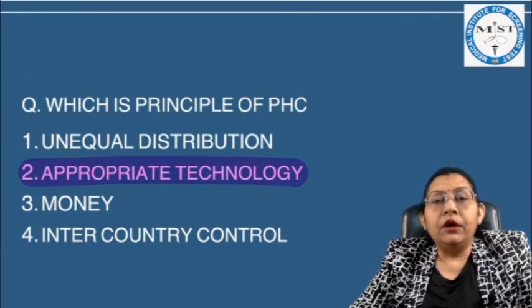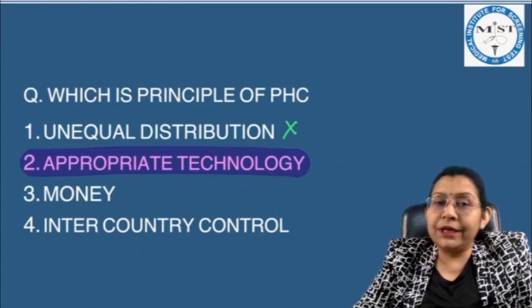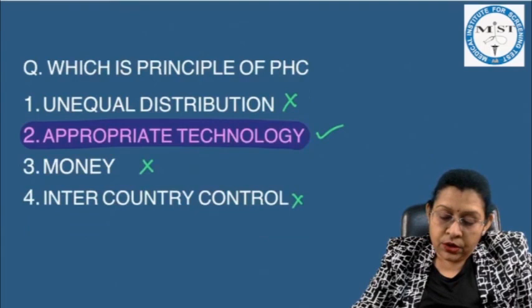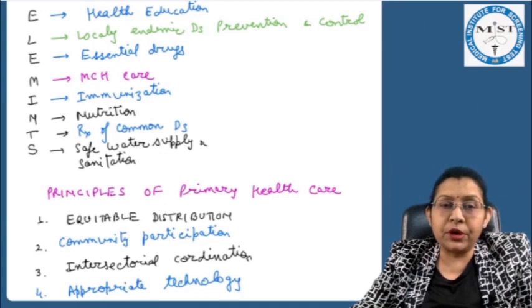Which is the principle of primary health care? Unequal distribution? No. It is actually the equitable distribution. Appropriate technology? Yes. Money? It is not a principle of primary health care. And inter-country control? No. It's intersectoral coordination. So this is again the screenshot from your class lectures, that the principles of primary health care are equitable distribution, community participation, intersectoral coordination, and appropriate technology.